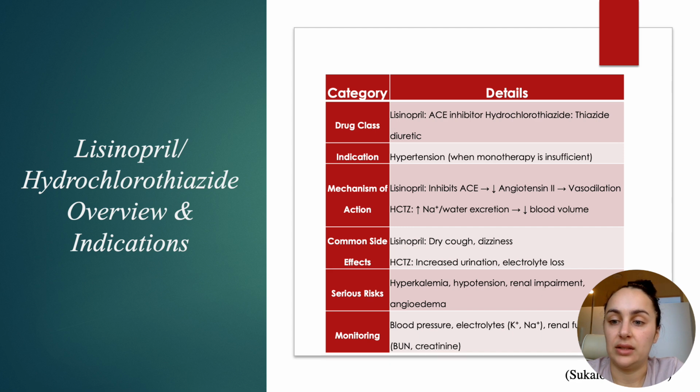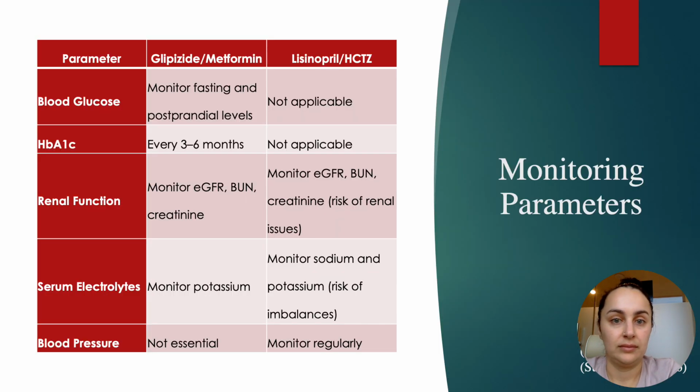Common side effects include dizziness, dry cough, and increased urination. Serious risks include hyperkalemia, hypotension, and renal impairment. Electrolytes, kidney function, and blood pressure should be monitored regularly. Patients should stay hydrated, avoid potassium supplements, and report swelling, cough, or a feeling of lightheadedness promptly. The monitoring parameters for both medications are listed in the table to the left. I will outline them below as well.